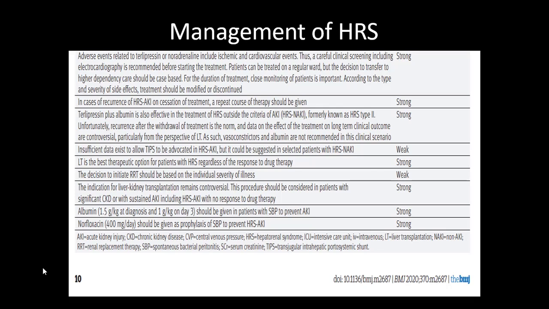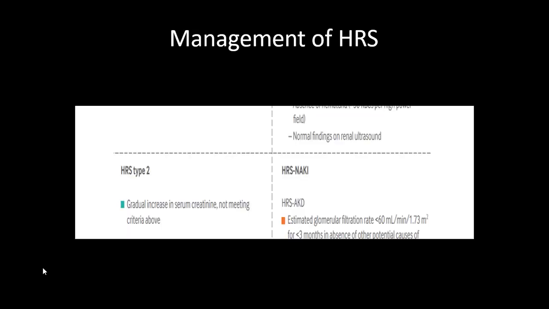And albumin at 1.5 gram per kg dose on day 1 and 2, and 1 gram per kg on day 3 should be given in patients who have SBP. We'll come to it later again. Norfloxacin 400 milligrams per day should be given as prophylaxis for SBP to prevent HRS-AKI.